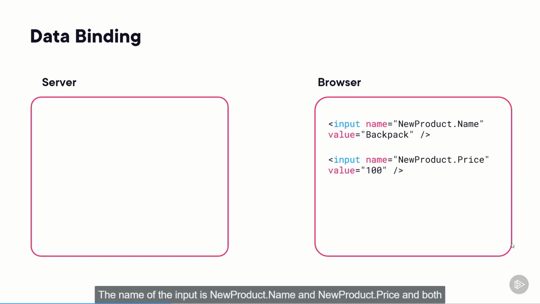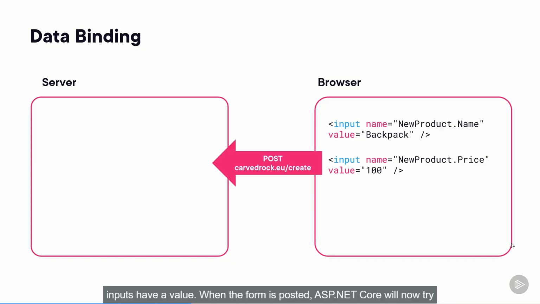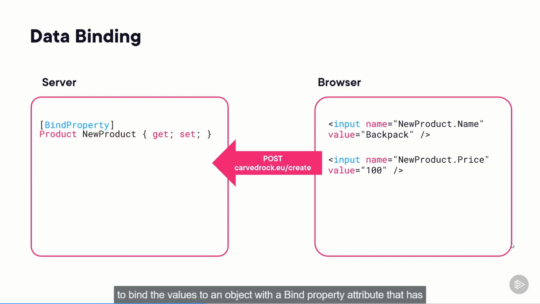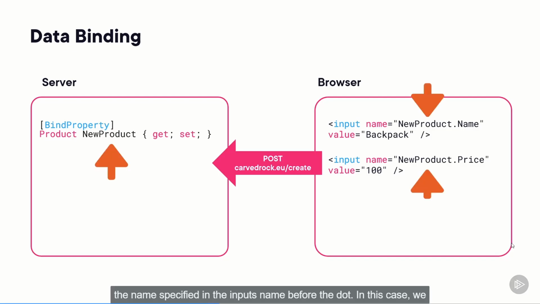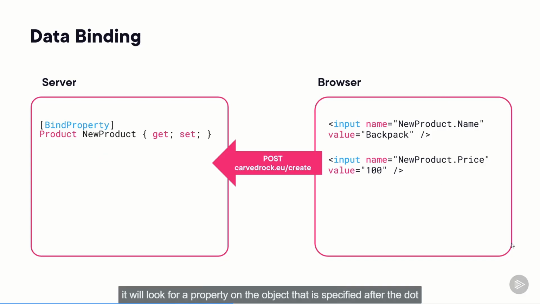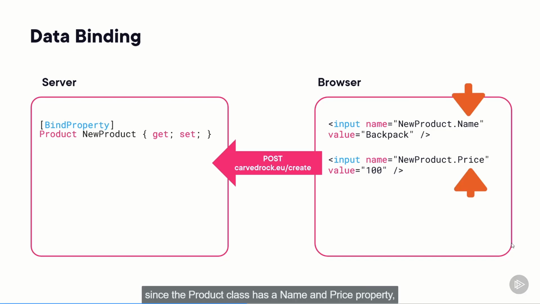The name of the input is NewProduct.Name and NewProduct.Price, and both inputs have a value. When the form is posted, ASP.NET Core will now try to bind the values to an object with the BindProperty attribute that has the name specified in the input's name before the dot. In this case, we have a match, and after that it will look for a property on the object that is specified after the dot. Since the Product class has a Name and a Price property, the property values in the object will automatically get their values from the posted data.